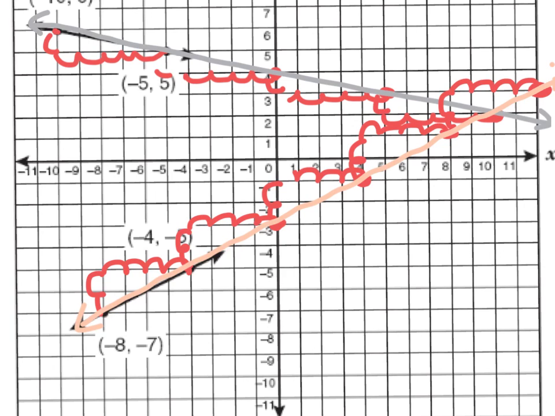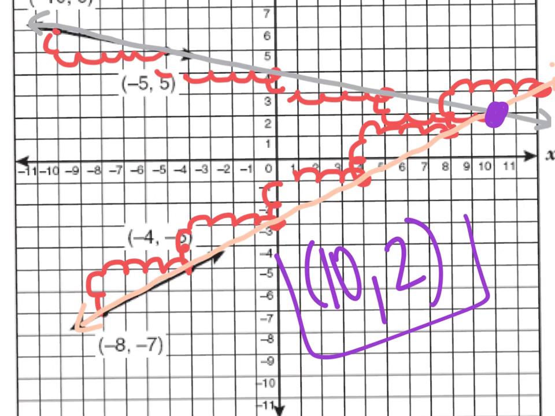And I'm looking for their solution, so I'm looking for where they intersect. And they intersect at the ordered pair (10, 2). So that would be my solution to this system.